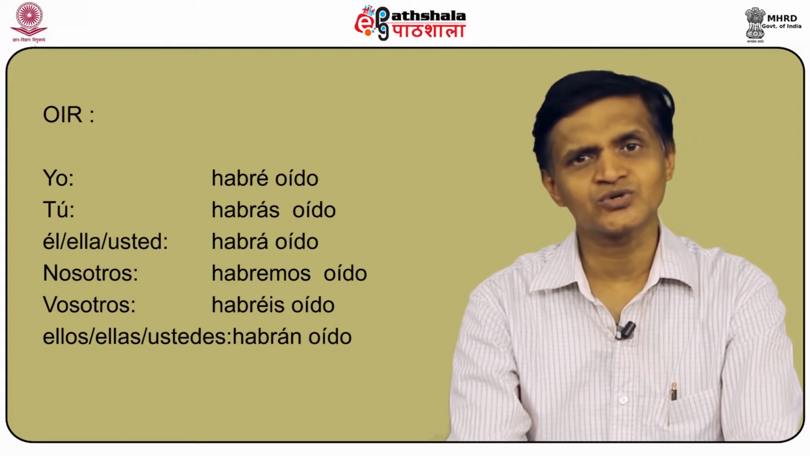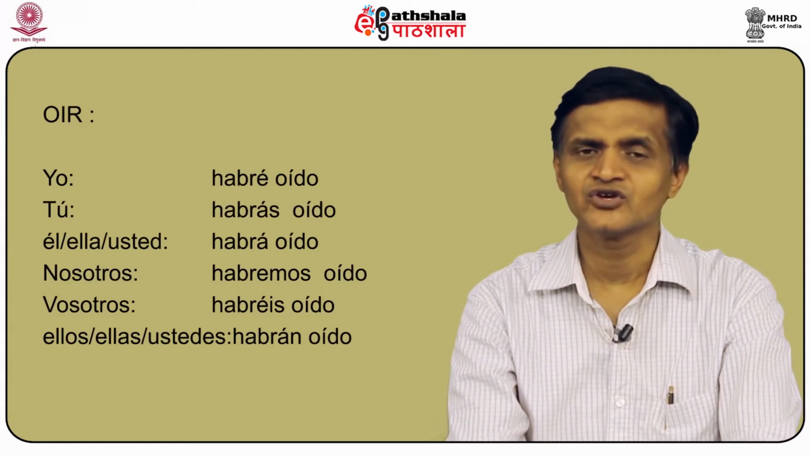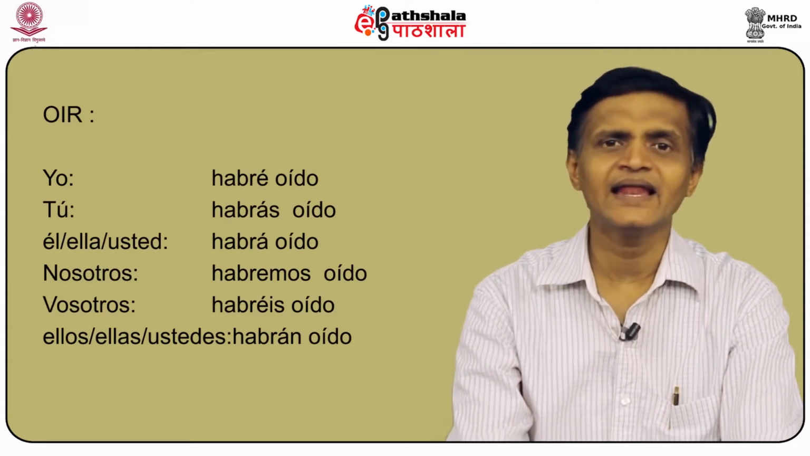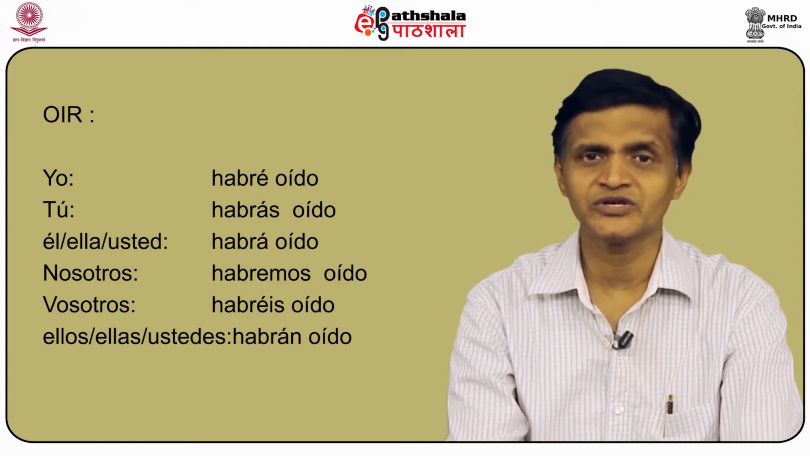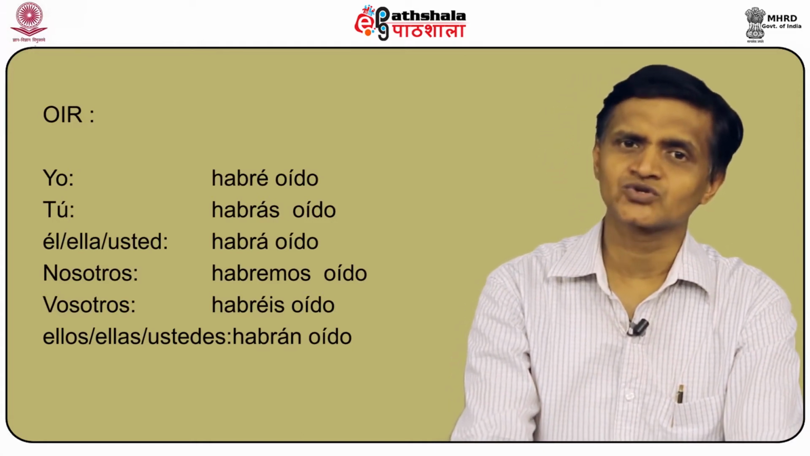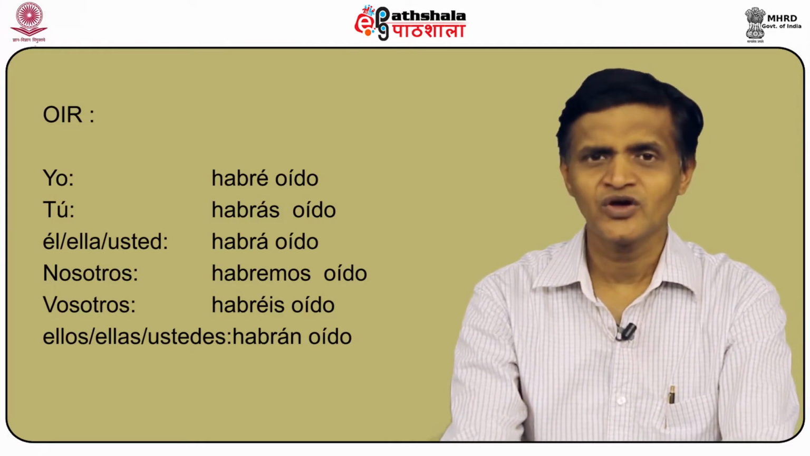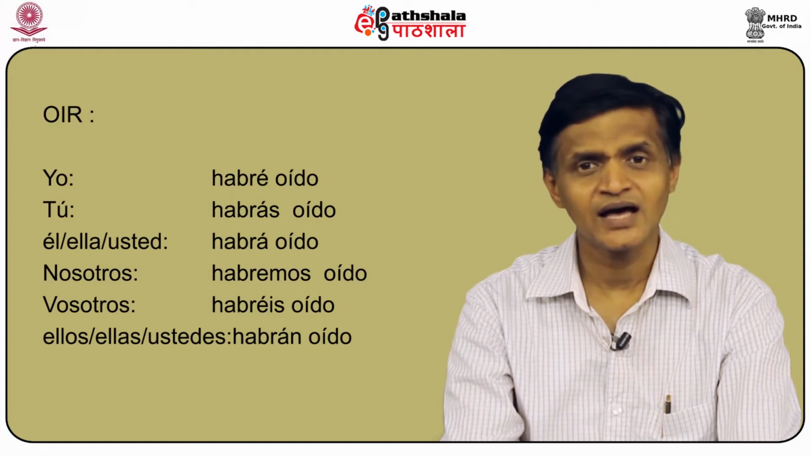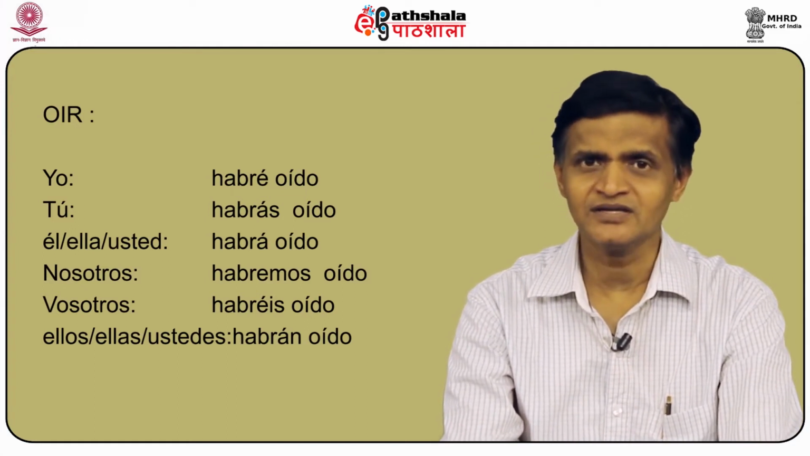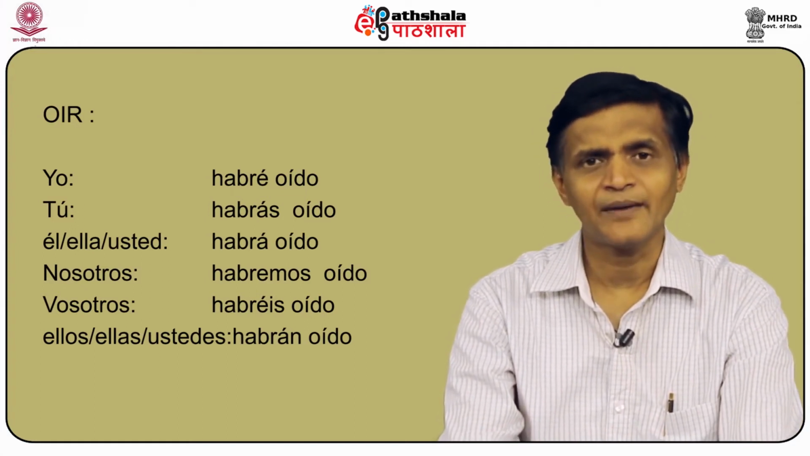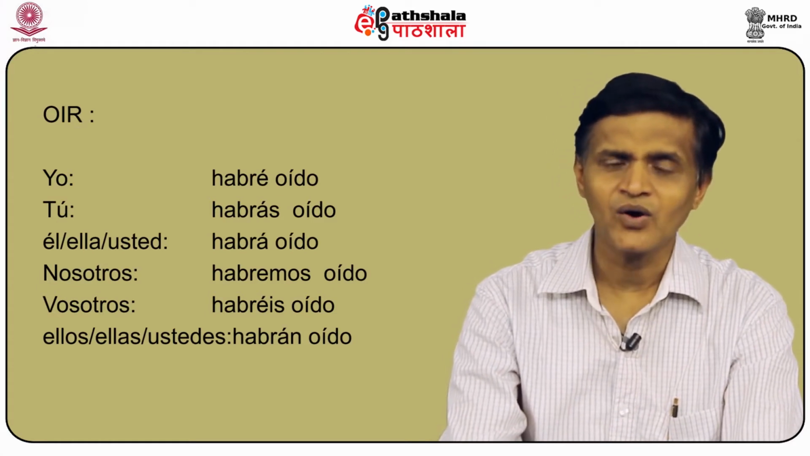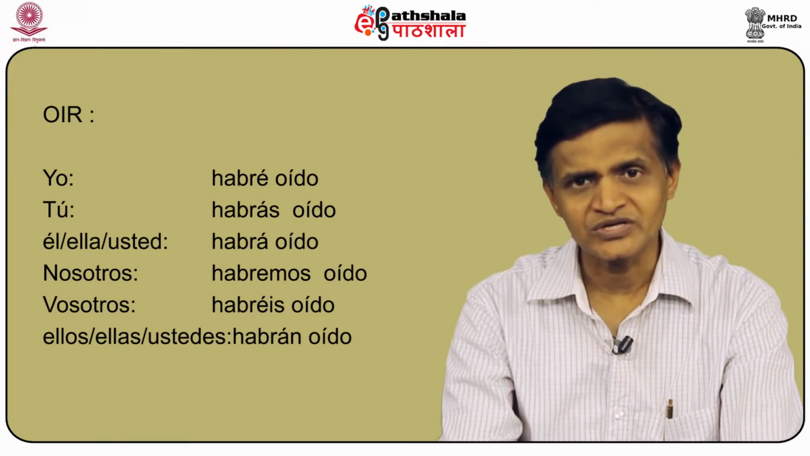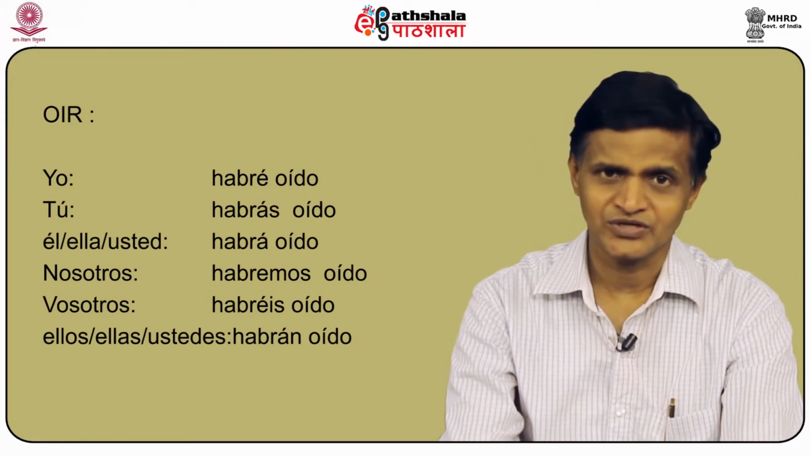Oír is also a bit different. So we have yo habré oído. Tú habrás oído. Él, ella, usted habrá oído. And the plurals, nosotros habremos oído, vosotros habréis oído, and ellos, ellas, ustedes habrán oído. I repeat, habré oído, habrás oído, habrá oído, habremos oído, habréis oído, and habrán oído.